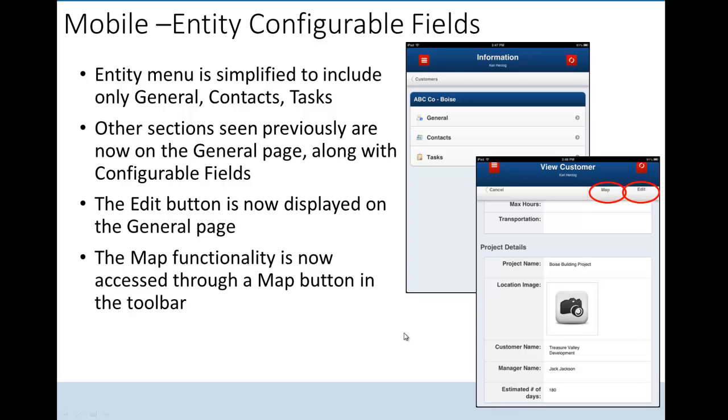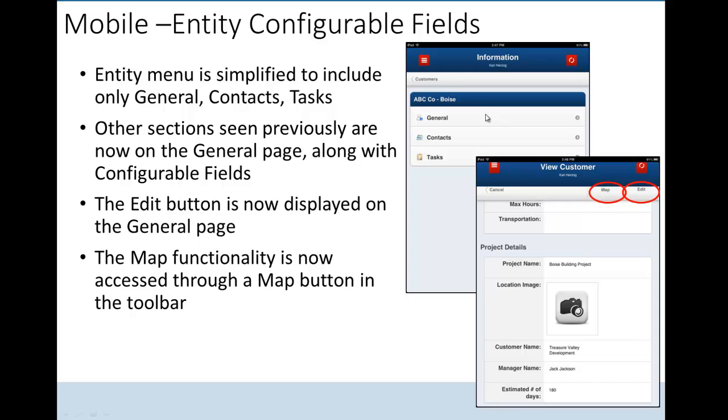Now, first of all, we have simplified the entity menu to include only 3 sections: General, Contacts, and Tasks. And the other sections that you saw previously are now within the General page along with the configurable fields. So when you go into the General section, you'll see the employment information, the emergency contact information, as well as all of the configurable fields that you've added. The Edit button to edit an entity is now displayed on the General page.